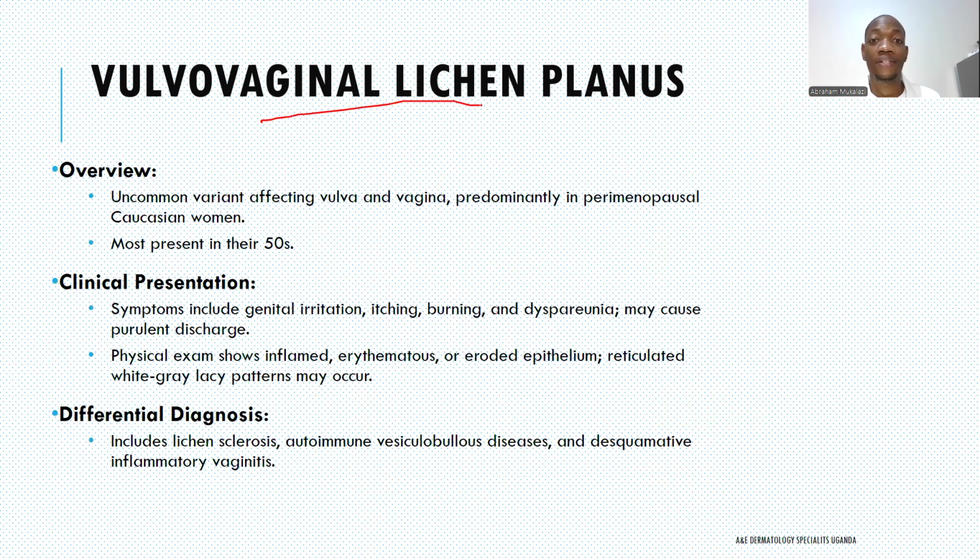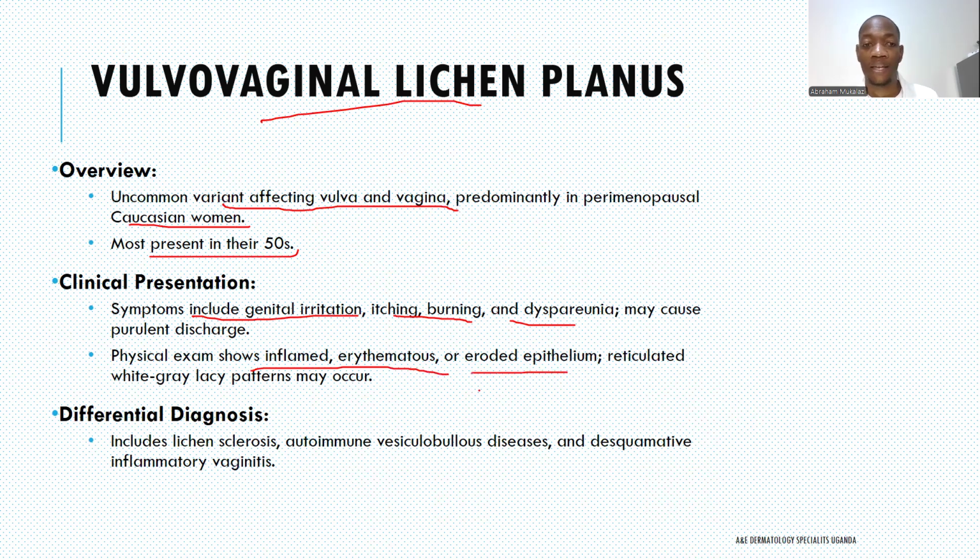So we can also get vulvovaginal lichen planus, and in this case, it will affect the vulva and the vagina predominantly, seen in Caucasian women, most of whom are above the age of 50. And in the clinical presentations, you'll get genital ulceration with itching, burning, and purulent discharge in the genitalia. And in physical examination, you see this inflamed erythematous or eroded epithelium with the Wickham striae, or with this reticulated white-gray lacy pattern that we see even on the oral mucosa.